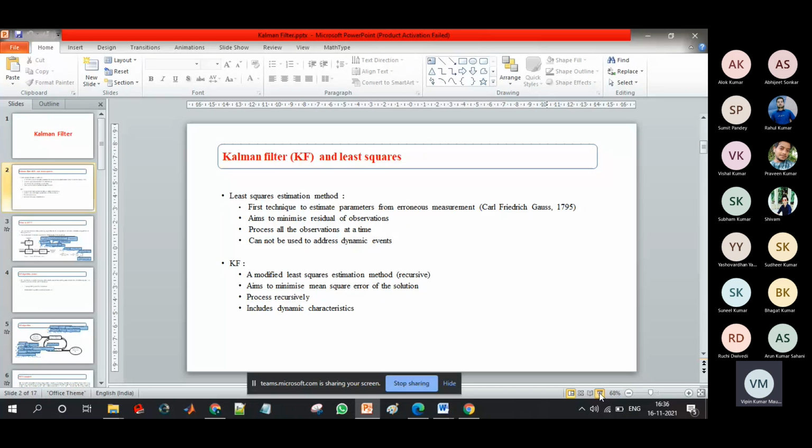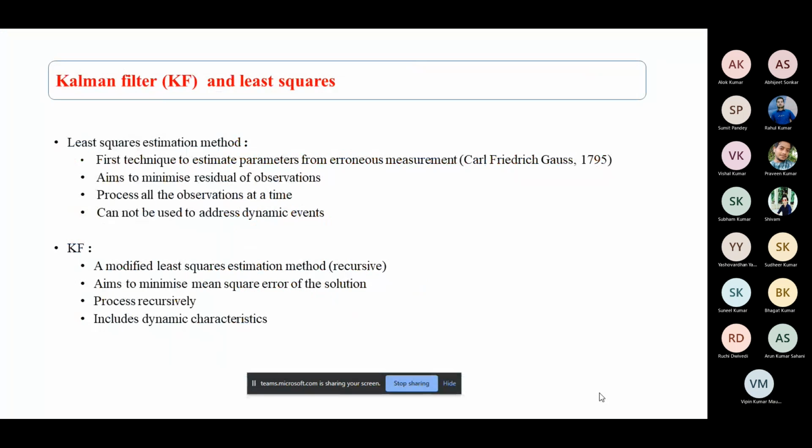So now we will talk about Kalman filter. Okay. So let's see a comparison. When you talk about least squares, it was the first technique to estimate parameters from the erroneous measurements. It was proposed by Carl Friedrich Gauss in 1795. And what is the objective? The least square aims to minimize the residual of the observation. It is V. But if we talk about the Kalman filter, it is the modified least square estimation method, and it is a recursive one. Means it works in a loop.